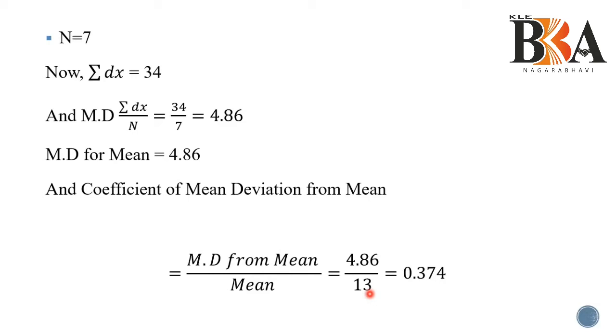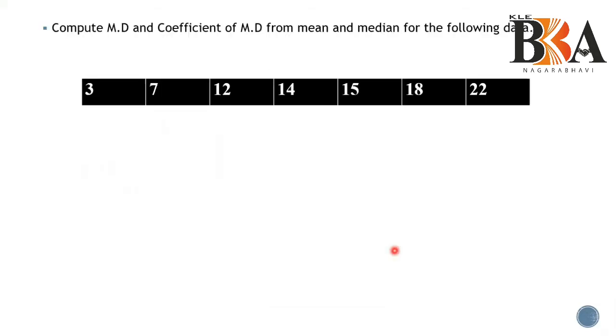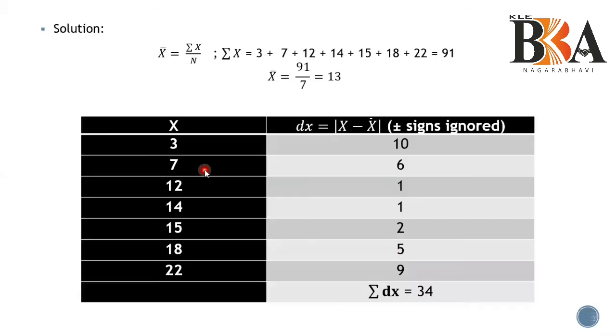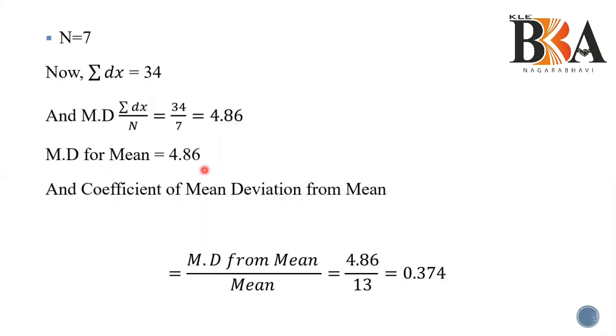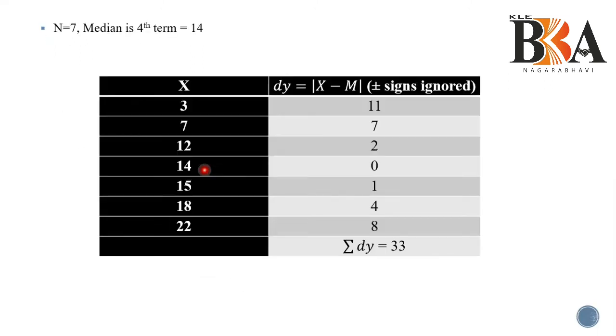In our question, they have asked us to compute the mean deviation and coefficient of mean deviation from the mean as well as the median. So we have completed the mean. Now we have to go to the next procedure, that is the median. To solve median problems, you have to find the median value. To find that, there is a step.